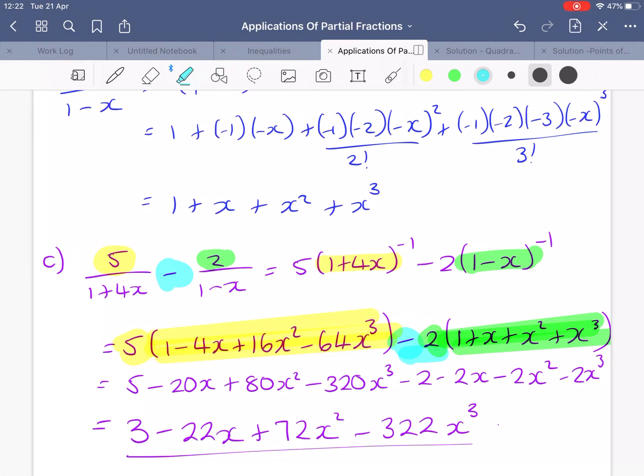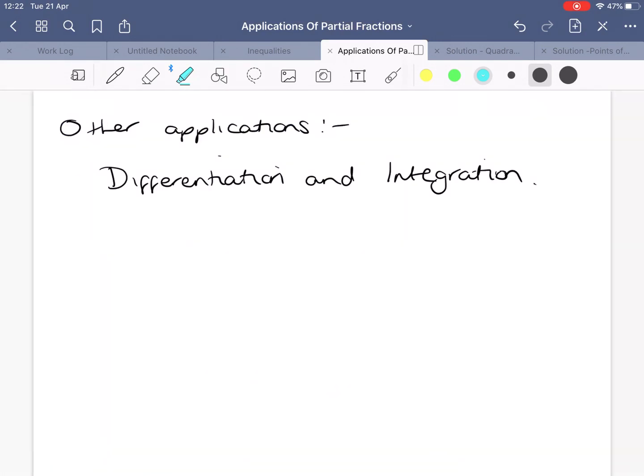Okay, so like I said at the start, there's only 2 other applications really after part A. You go on to then either differentiate or integrate, but we need to have done the differentiation and the integration chapters first, so we will come back to these later.